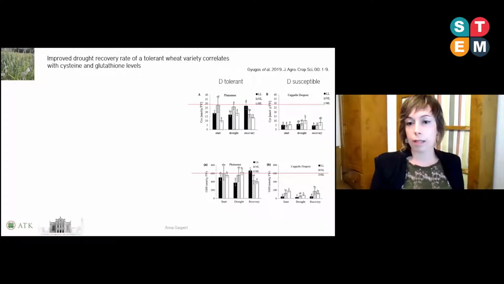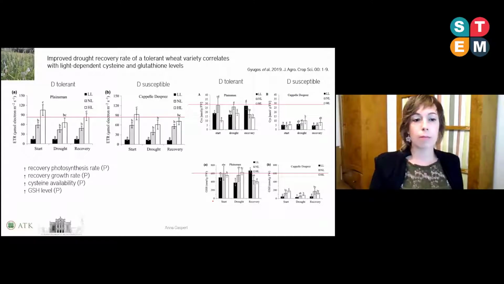A similar result was found for the reduced glutathione concentration. It also was quite high in Plainsman, and it was comparatively low in Capelle de Pré. So to sum this up for you, we have an increased recovery rate for the drought-tolerant Plainsman and also recovery growth rate. This might at least partly be due to increased levels of cysteine and glutathione to counteract oxidative stress by drought.